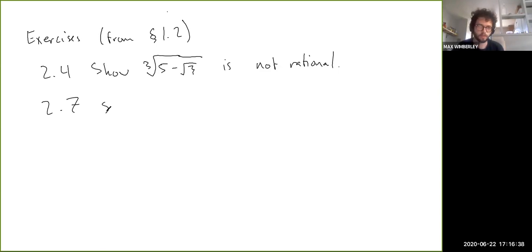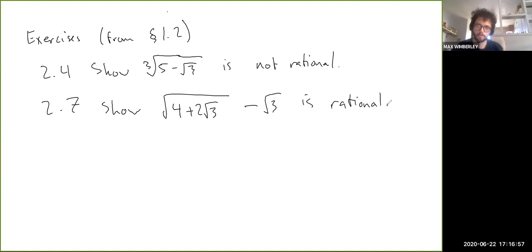Let's show that the square root of 4 plus 2 times the square root of 3 minus the square root of 3 is rational. Okay. So take about 10 minutes to work on that. And then when we resume, I will go through the solutions and we can discuss.